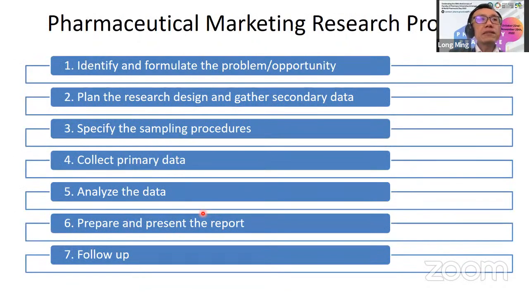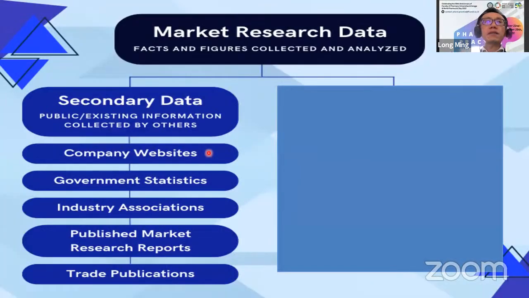Okay, here are presented seven processes or steps of conducting pharmaceutical marketing research. And I have integrated the research methods throughout the steps also. Okay, let's go through one by one. First of all, let's look at the different types of data. So just now I did mention primary data and secondary data. I'm sure you are aware already.